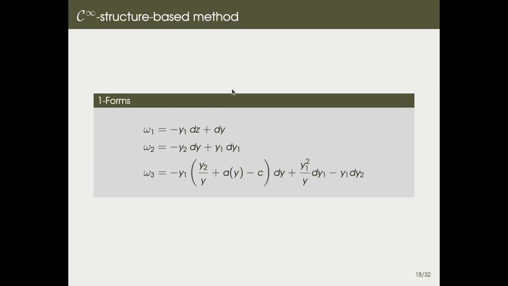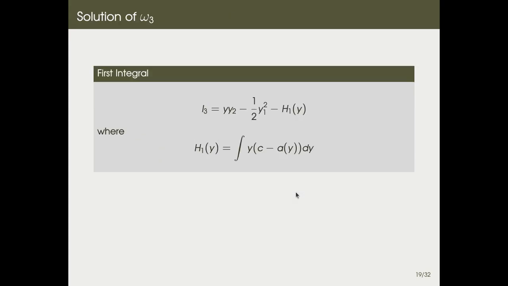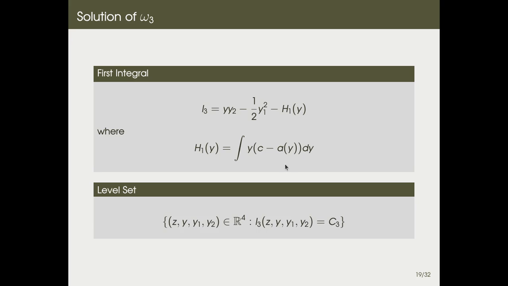Okay, to follow along with the method, we first write down the one forms, and we focus on the last one, omega 3, which is the first Pfaffian equation we must solve. We solve omega 3 equals 0 and we obtain this solution, which is the first integral of our ODE. Observe that the explicit expression for h1 will depend on the choice of the function a.